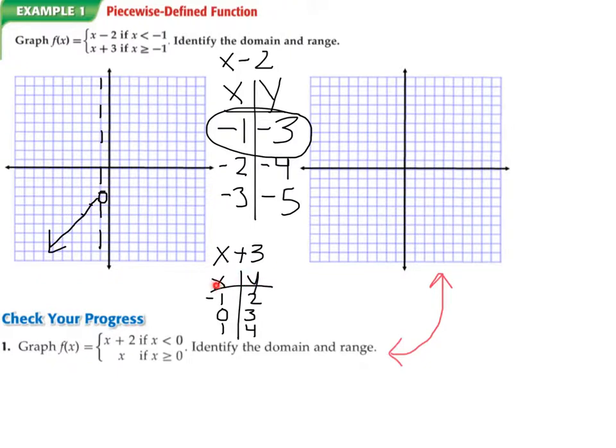When we go to graph our first point, negative 1, 2, we want to make sure that because this is greater than or equal to, that's going to be a closed circle on negative 1, 2. So go ahead and create that closed circle and then we'll graph our other points. So we have 0, 3, and 1, 4.